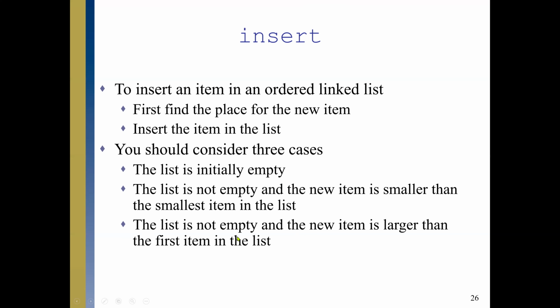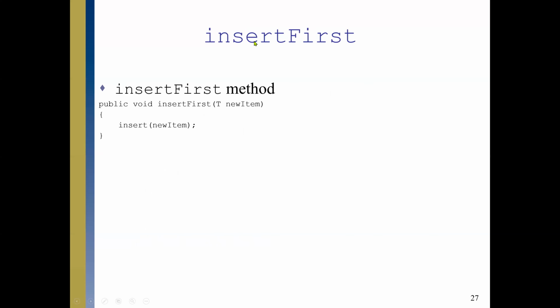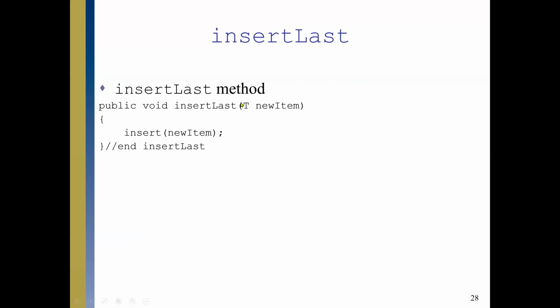Also, if the list is not empty and the new item is larger, then we set it at the large end. Again, here I'm doing increasing order, ascending order for the ordered linked list. So here we have the insertFirst. So we insert a new item. Then the same thing, insertLast. We already have the method insert, so we insert the new item.